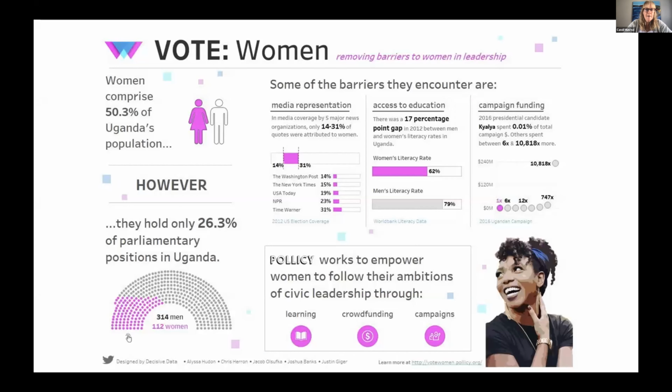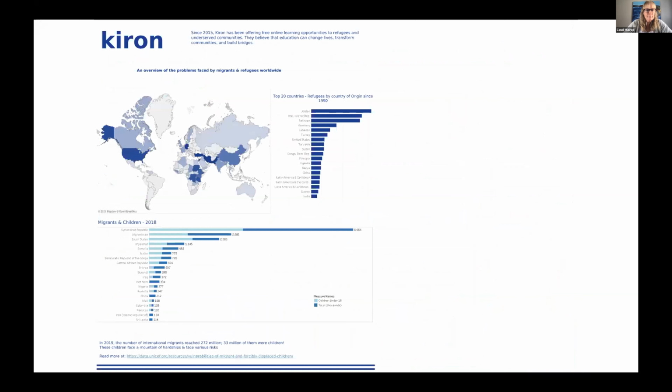So this project was about women in Uganda and what their impact was on the parliamentary system. This was done by a team of people, so that also does happen. If you put some work into it and maybe get together a few friends and submit a visual as well, some people do that as well.